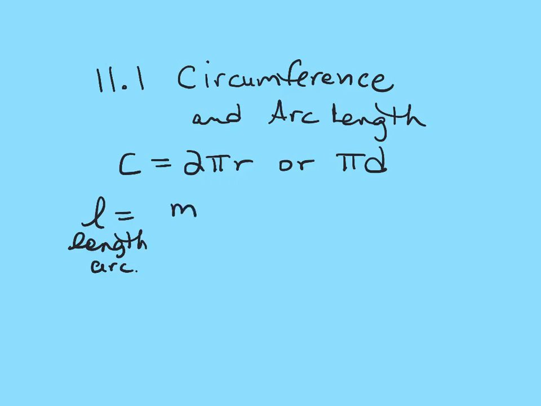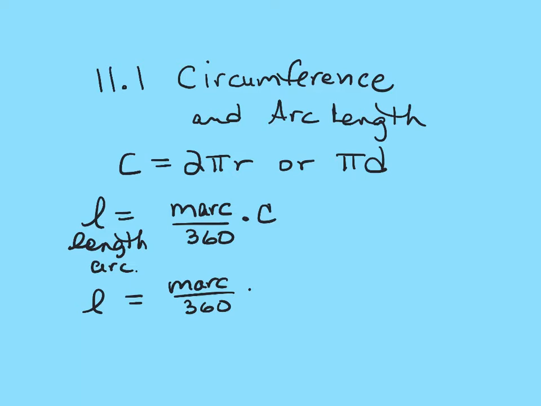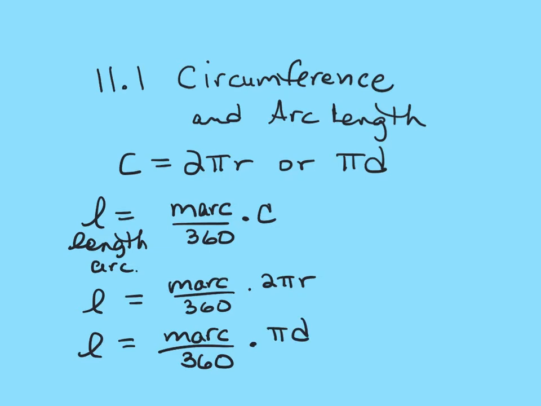So depending on what's given to you, you're going to take the measurement of the arc in degrees over 360 and then multiply that by circumference. If they give you a radius, you would do the measure of the arc over 360 times the circumference formula of 2 pi r. If they give you a diameter, you could also do the measure of the arc over 360 times pi times the diameter. So that is what was covered in section 11.1.